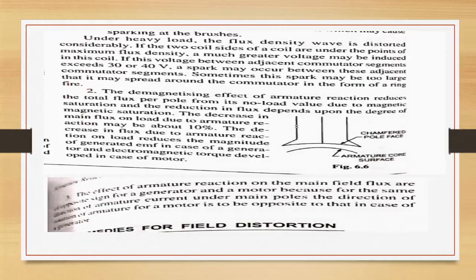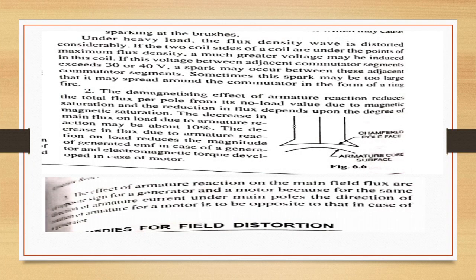Under heavy load, the flux density wave is distorted considerably. If the two coil sides of a coil are under the points of maximum flux density, much greater voltage can be induced in this coil. If this voltage between adjacent commutator segments exceeds 30 or 40 volts, a spark will occur between these adjacent commutator segments. Sometimes this spark may be so large that it may spread around the commutator in the form of a ring fire. Let us see the second effect, the demagnetizing effect of armature reaction.